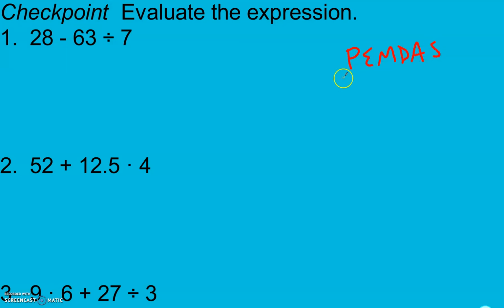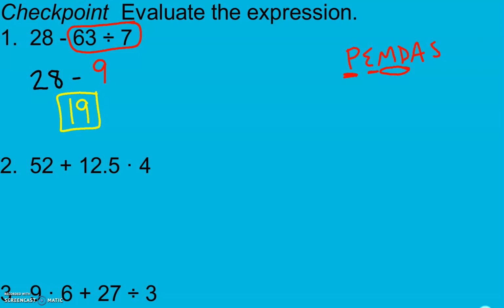First thing we're going to do, there's no parentheses, there's no exponents, we have multiplication and division, so I'm going to do that. I'm going to take my division here. 63 divided by 7 gives me 9. And then I bring down everything else. So now all I have left is the adding and subtracting. I can go ahead and do that, and I get 19.